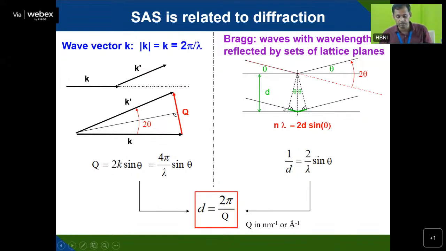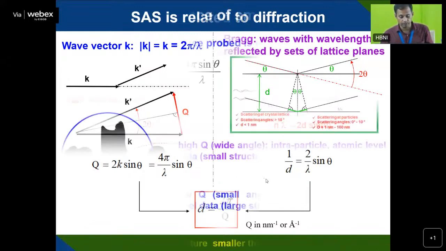And the same in Bragg's law, what do you get? For a crystal, you have n lambda equals 2d sine theta. You can rewrite this equation: 1 by d on the left side and lambda on the right side. So 1 by d equals 2 by lambda sine theta. From these two equations, you are able to get Q equals 2 pi by d. So diffraction is also related to the scattering vector Q.